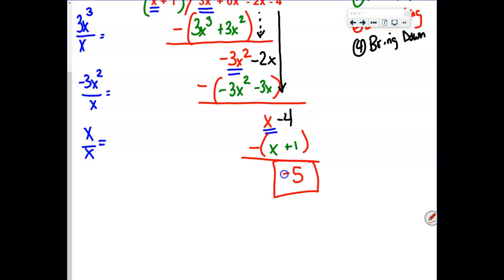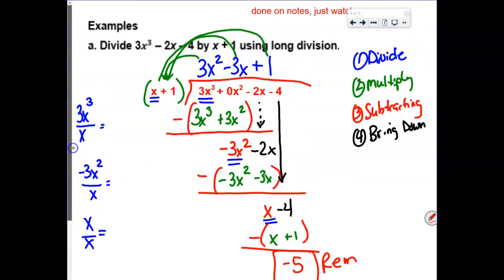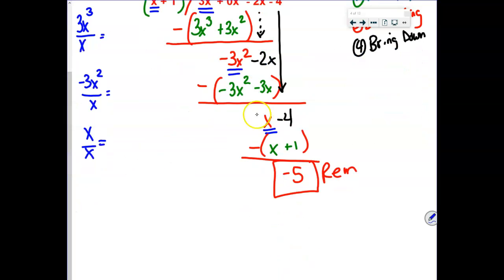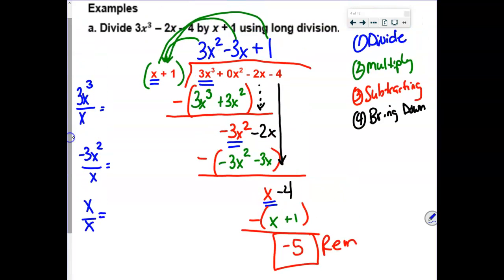Who is this? This is my remainder. But we don't write our negative 5 because that's gibberish. So we go back up, whoops, we go to our quotient. So far it is 3x squared minus 3x plus 1. How do you write the remainder then? Because he's still stuck in the division loop. So you can say plus negative 5 over x plus 1. Most people will change that to a subtract 5 over x plus 1. That is your quotient. Okay, remember doing that?